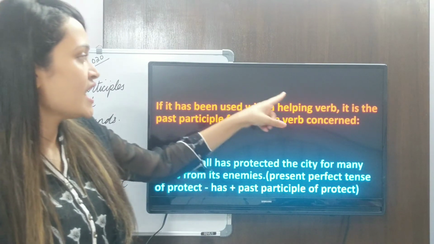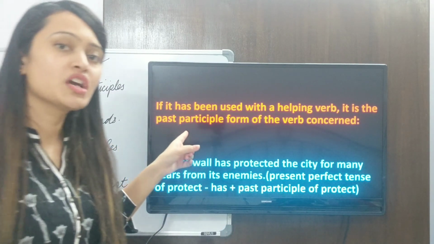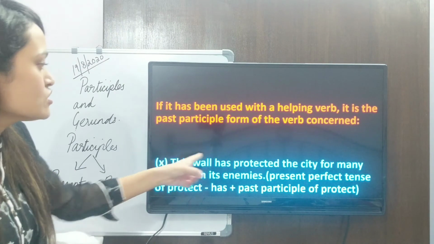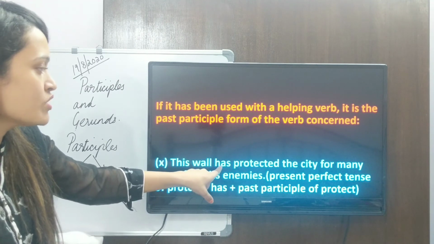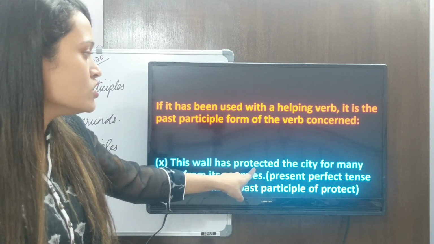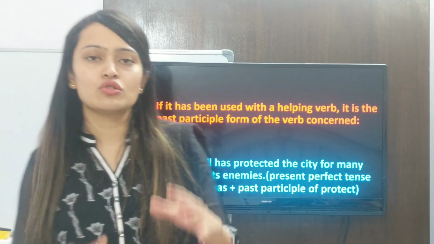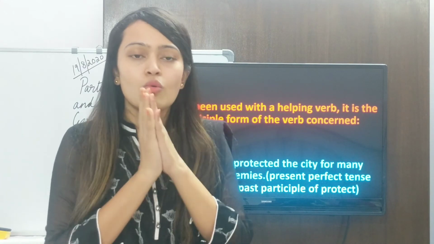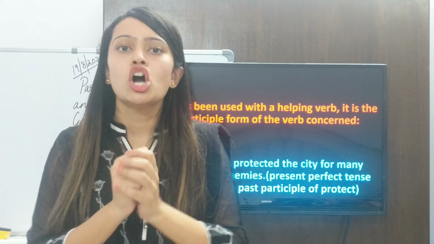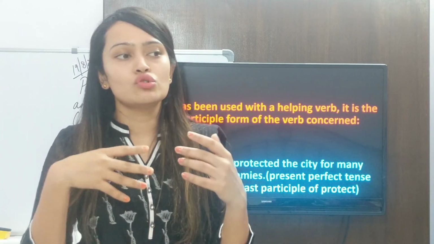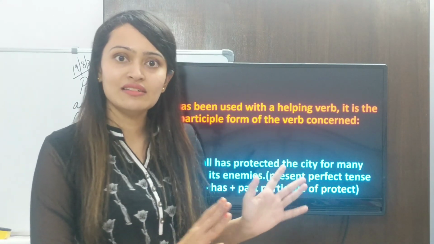If it has been used with a helping verb, it is the past participle form of the verb. So over here we are going to form tenses. This wall has protected the city for many years from its enemies. So we have "has" over here, the helping verb, and the past participle. So we get the present perfect tense. So children, now we come to know, if you study the sentence, whether it has been used in the past tense, as a past participle, or to frame a tense of the particular verb. So this is clear. Thank you, children.